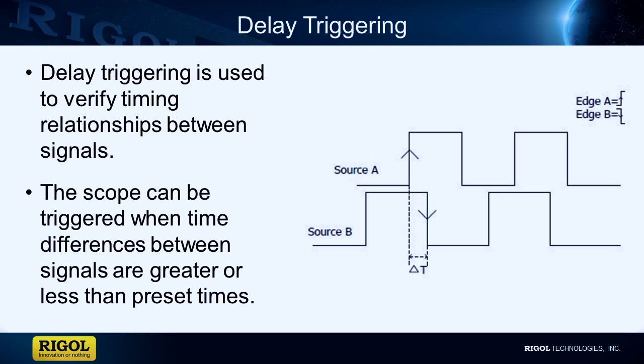Four types of delays are available. They include a trigger when the time difference between selected edges of two signals is greater than a preset time, as well as triggering when the time difference between selected edges of two signals is lower than a preset time. Two additional delay types are available that use a combination of these two types.